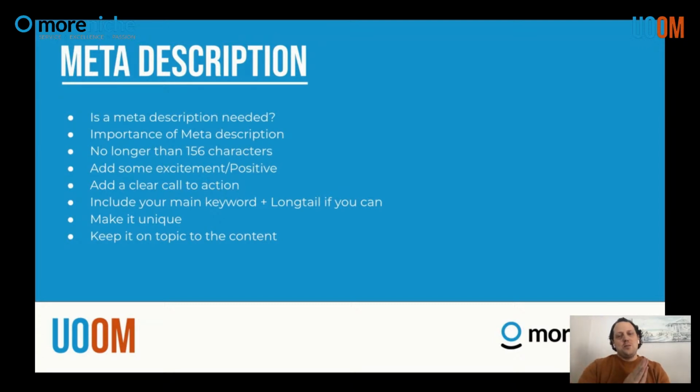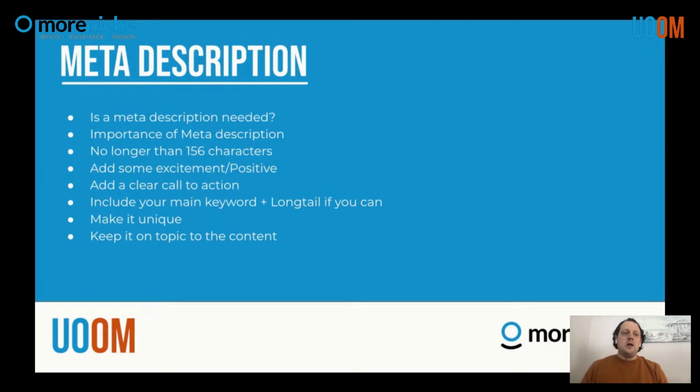And you want to make sure you include your main keyword in your meta description. If you can, you also want to add in a long tail variation of your main keyword as well, just because that's going to help it to rank for additional terms. And the more relevant terms you can get a piece of content to rank for, the more traffic you're going to start getting. Long tail terms are going to be easier to rank for. So if you can get your main keyword in there, as well as a long tail variation, then you do very well. And you also want to make it unique and keep it on topic to what the content is about.